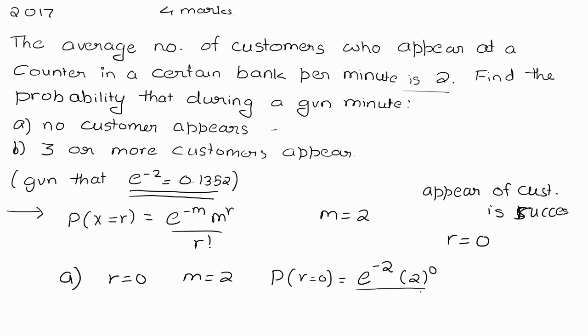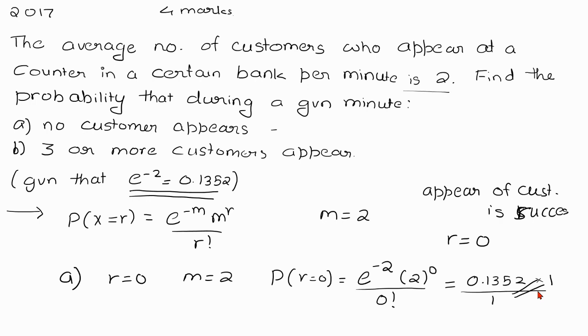R is 0, therefore 2 raised to 0 upon 0 factorial. And this comes out to be e raised to minus 2, whose value I know is 0.1352. Now 2 raised to 0, anything raised to 0 is 1, divided by 0 factorial is 1, therefore 0.1352 is the required answer. This is the probability that no customer appears during a 1 minute.